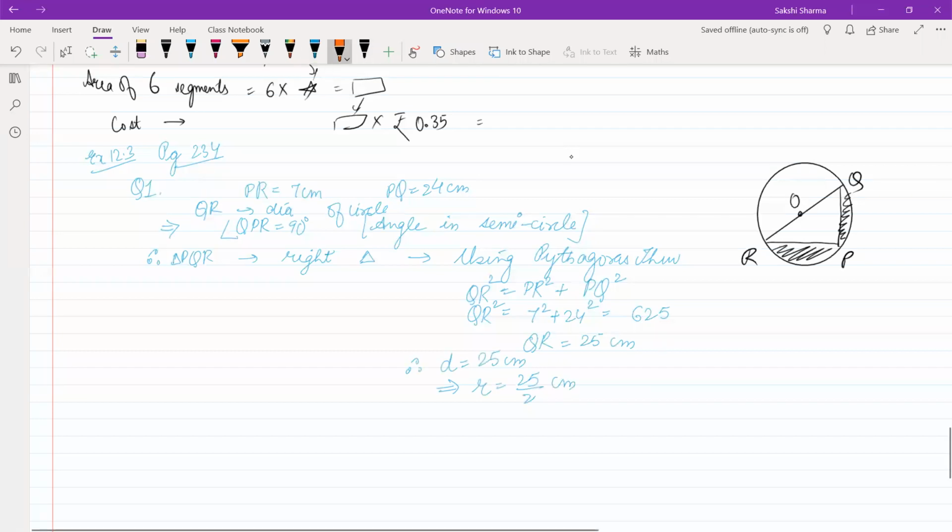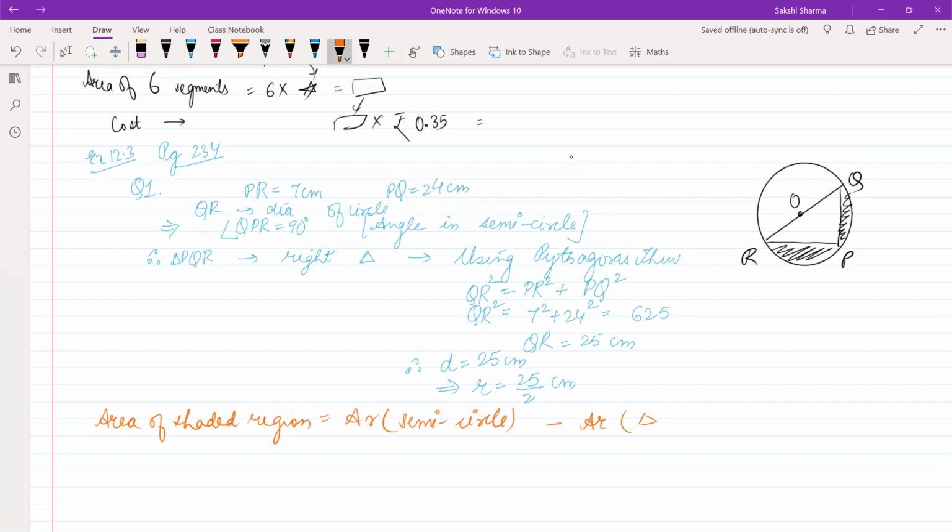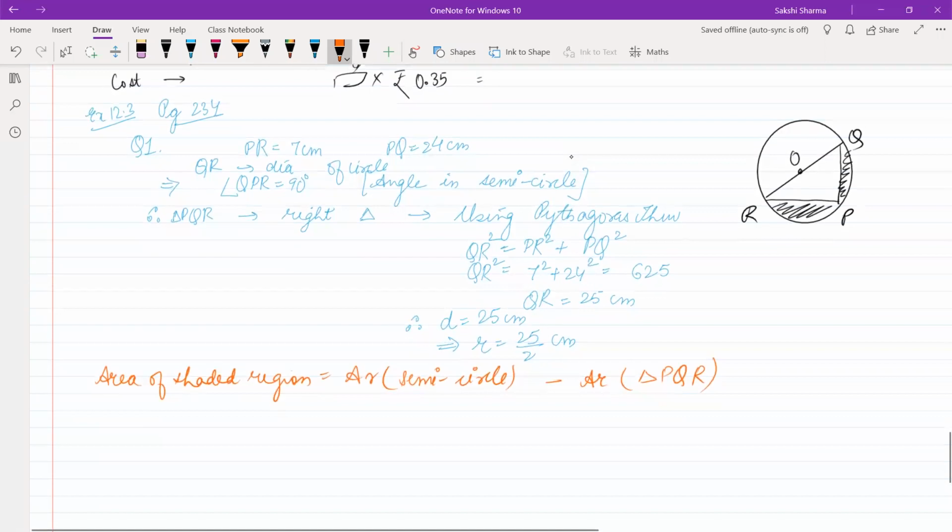Now we want to find out the area of the shaded region. Area of the shaded region will be given by area of semicircle minus area of triangle PQR. Area of the semicircle will be half pi r square and the area of the triangle will be half base into height. And now you can just use the values. Pi is given as 22 by 7.